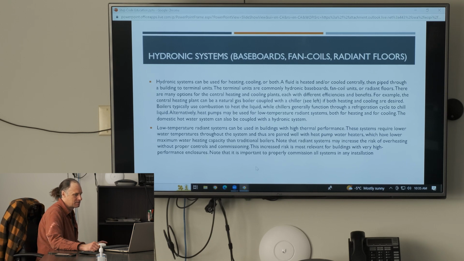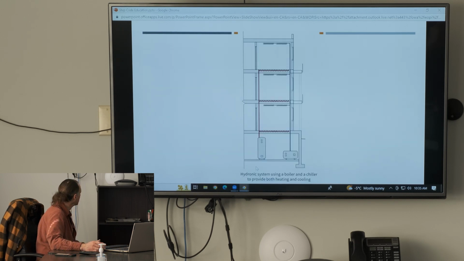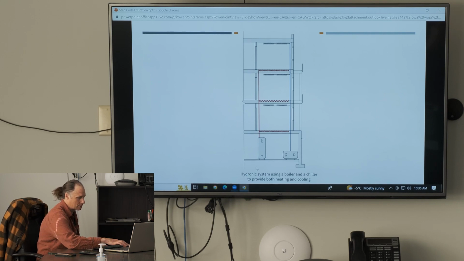Low temperature radiant systems can be used in buildings with high thermal performance. These systems require lower water temperatures throughout the system and thus are paired well with heat pump water heaters, which have lower maximum water heating capacity than traditional boilers. Note that radiant systems may increase the risk of overheating without proper controls and commissioning. This increased risk is most relevant for buildings with very high performance enclosures. Note that it is important to properly commission all systems in any installation. So here's an example with a hydronic system using a boiler and a chiller to provide both heating and cooling.